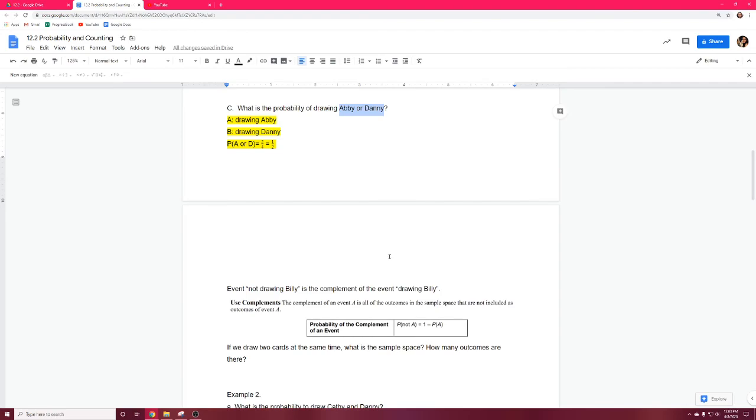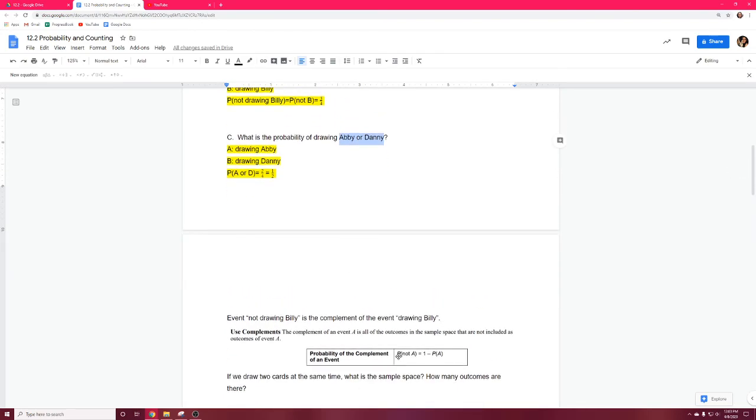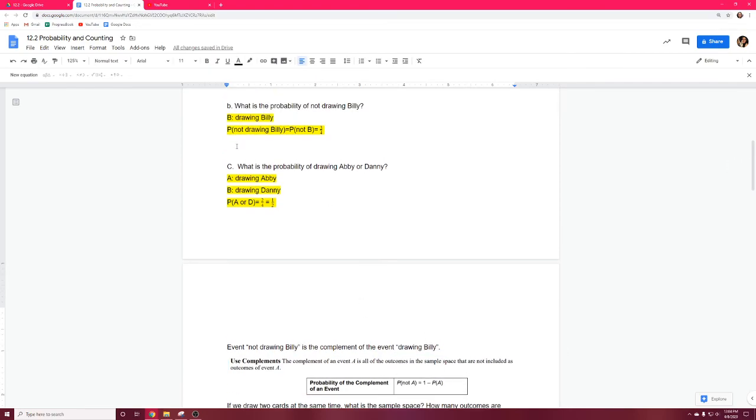Okay, so they have a formula over here. If you want to calculate the probability of not A, you can use 1 minus probability of A. So how does that work? Let's look at this example again. I will use a different color. So we said the probability of not B, according to the complement formula, is equal to 1 minus probability of B. Okay, so we said 1 minus probability of joining Billy, which is 1 over 4.